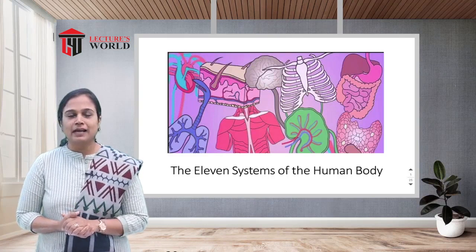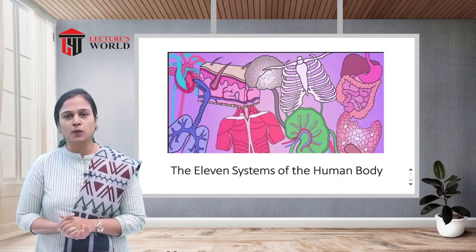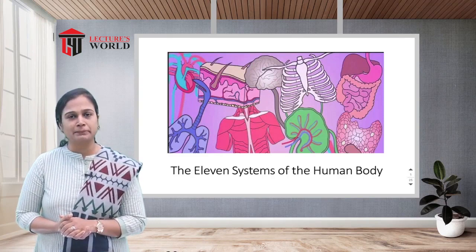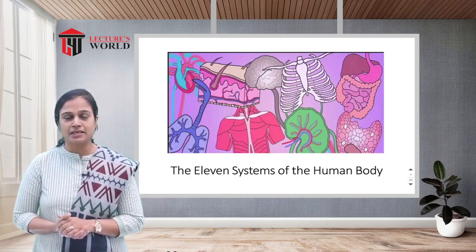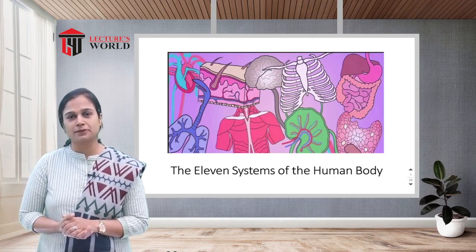Hello everyone. Today we will see the 11 systems of the human body. As we all know, the human body is made up of different organs, and these different organs make up different systems, and there are 11 systems in our human body. So today we will see briefly about the 11 systems of the human body.